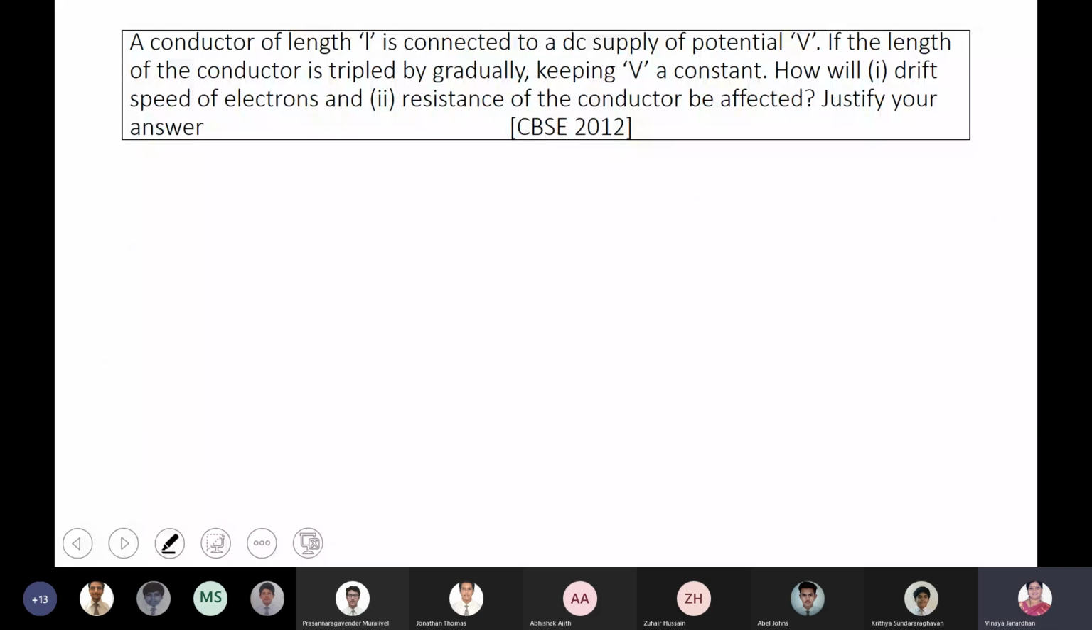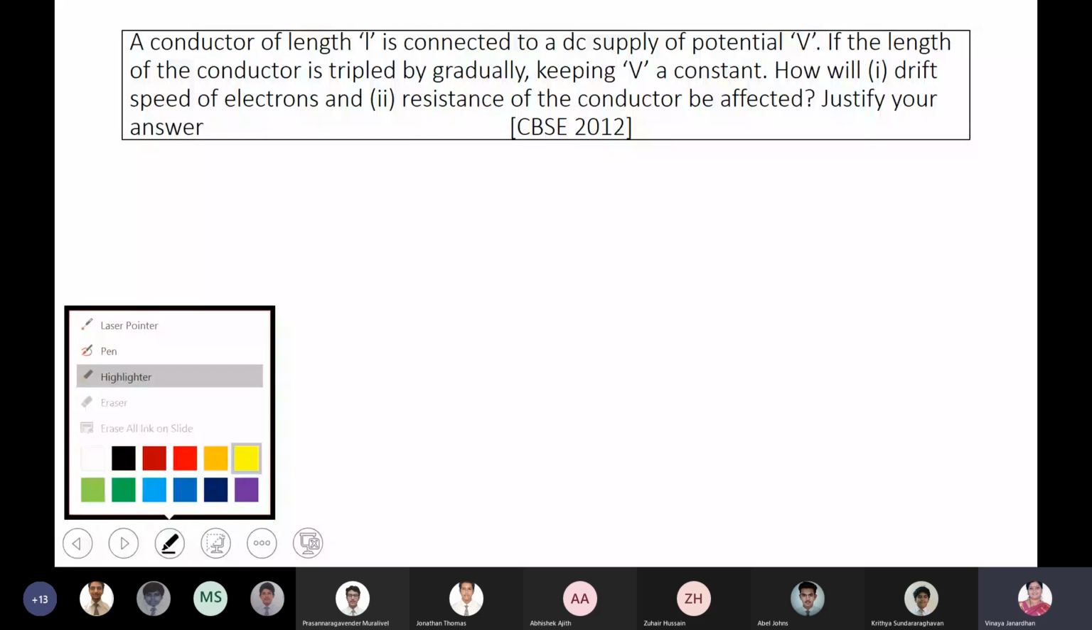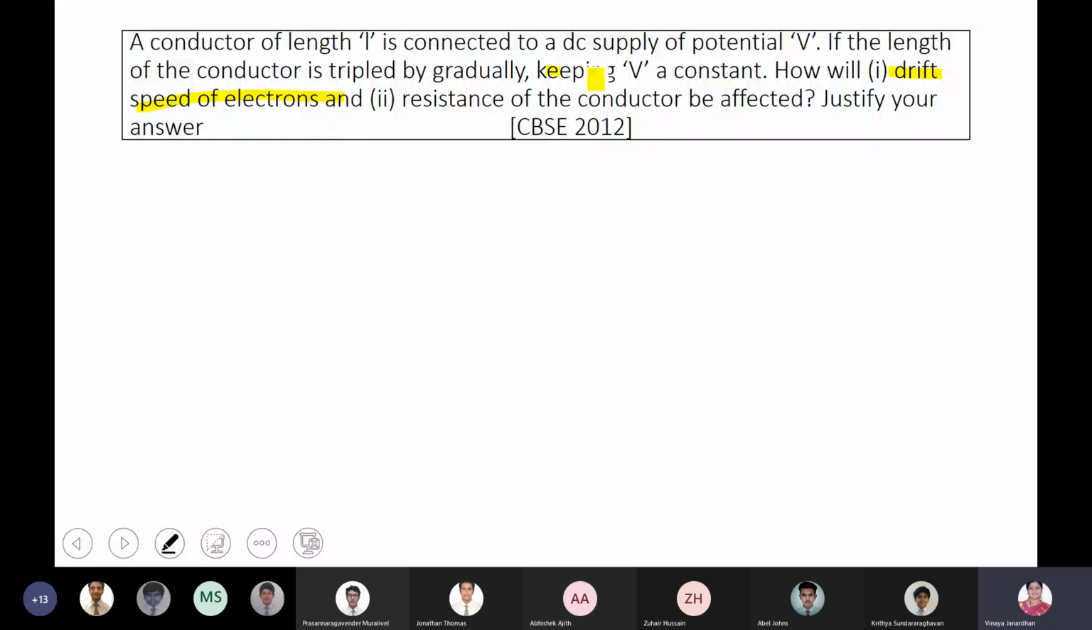This is important. Now look at this. A conductor of length L is connected to a DC supply of potential V. Now, if the length of the conductor is tripled gradually by keeping V a constant, how will the drift speed of the electrons be affected? Resistance we'll see later. Now look at the condition, it is voltage and the current. So the voltage and the drift velocity. Now what is the formula for drift velocity?